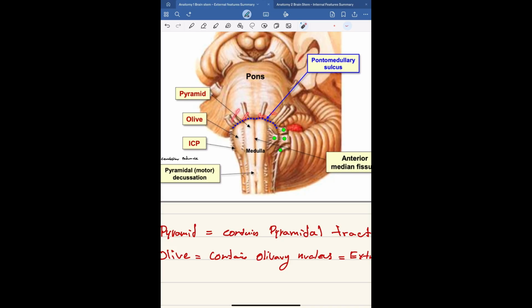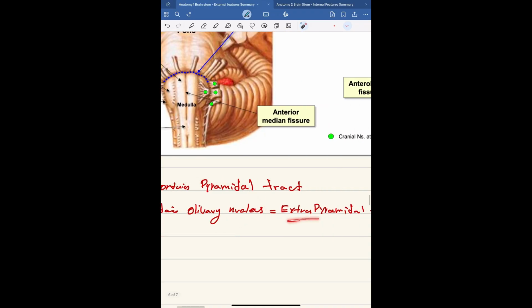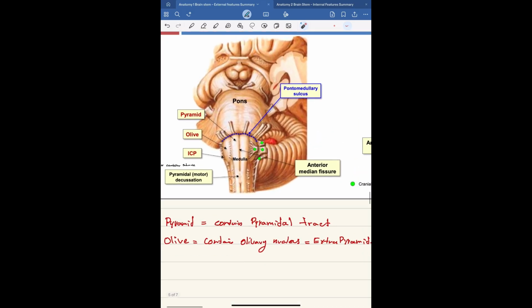We finished the story, we don't need it. It's not related here, it's just that when you go upward, you will see it. If you go downward, you will see the pyramidal motor decussation. Pyramidal motor decussation makes sense. This is the pyramid, which has the pyramidal tract, which is motor. So you will see the pyramidal motor decussation. And the olive contains the olivary nucleus, which is responsible for the extrapyramidal tract, and it has its own story, which will come in a second.